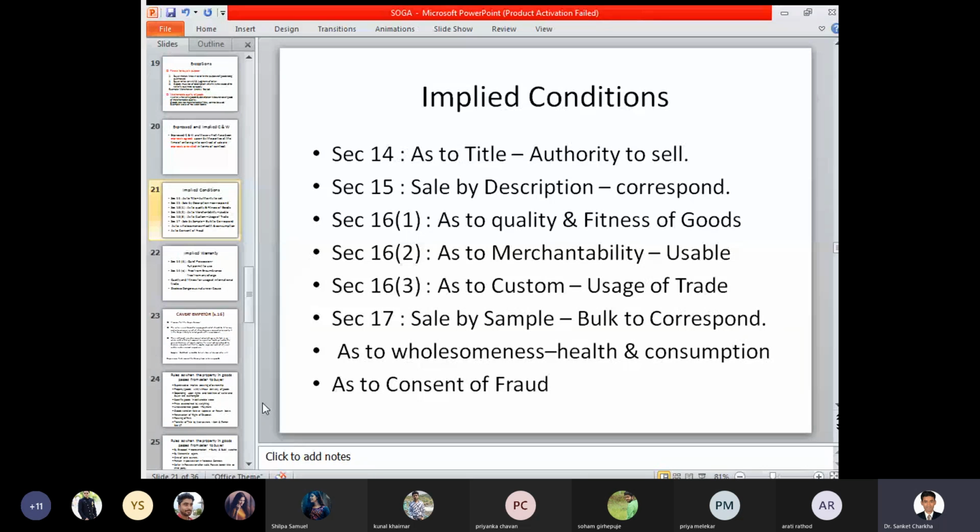As to consent or fraud, what do you mean by consent? Consent means parties to the contract agree upon the same thing in the same sense. We have a certain definition with respect to free consent. Free consent is mentioned in a negative manner, wherein a consent is said to be free if it is not based on coercion, fraud, undue influence, misrepresentation, and mistake.